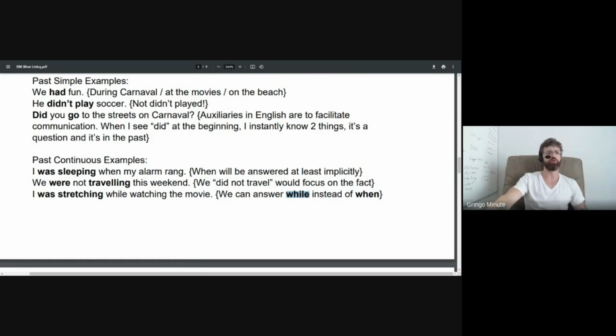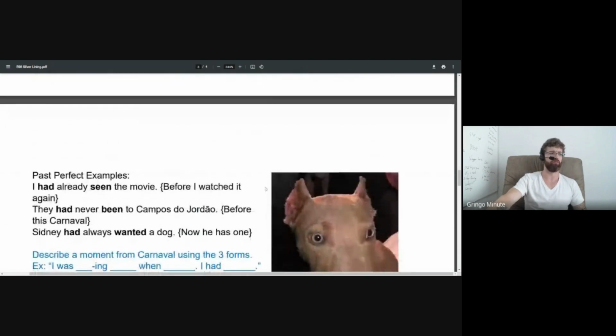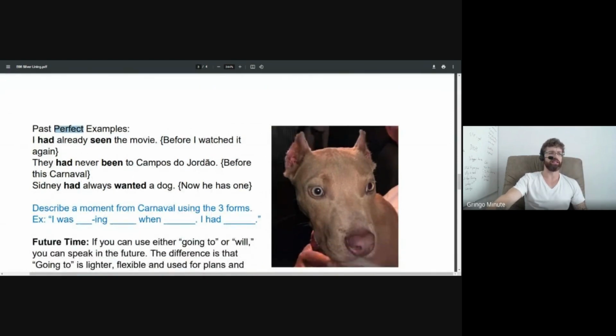Now, with the past, we will introduce a third form, which is the perfect form. Whenever you hear the word perfect, I want you to imagine before. So, I had already seen the movie before that time I watched it. They had never been to Campos do Jordão before this vacation.